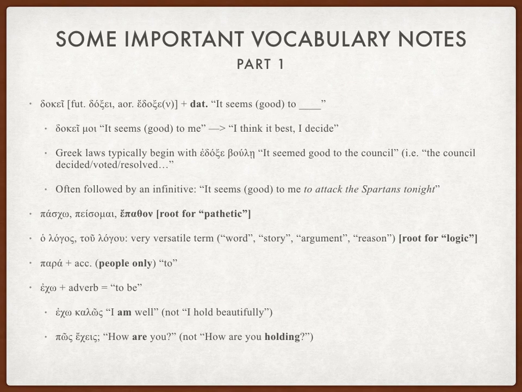The word echo, you already know means to have, but it takes a different meaning when it comes with an adverb. This is an idiomatic combination in Greek that means to be. So for example, echo kalos doesn't mean I hold beautifully, which it looks like, but really means I am well. It's almost kind of similar to when I ask someone, how are you holding up? It's not exactly the same phrase, but that might help you remember how echo plus an adverb means to be.